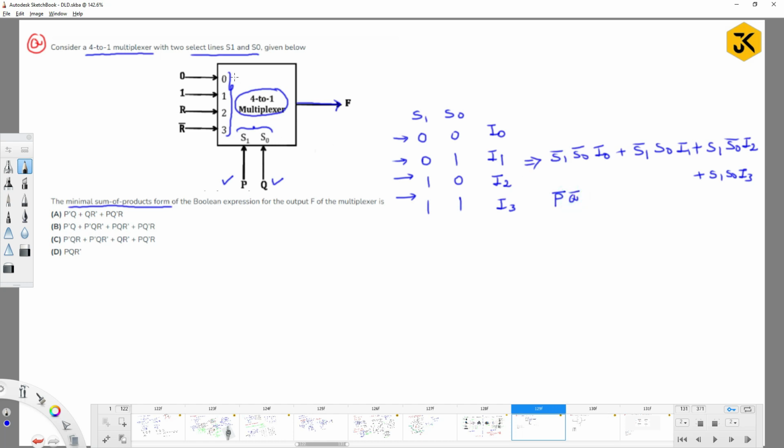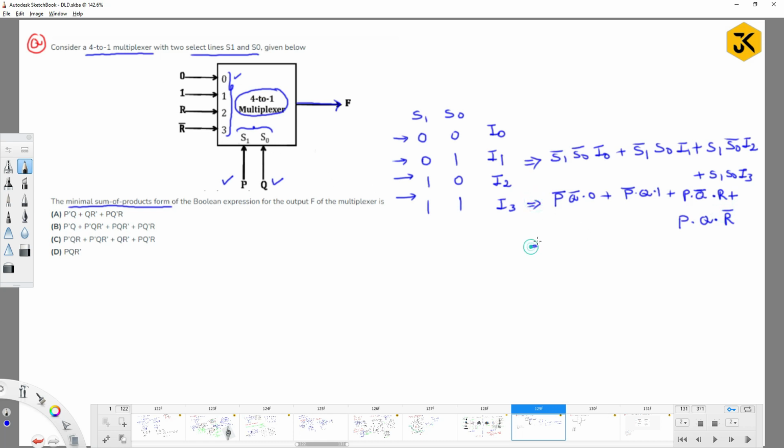I0 value is 0, right? So 0 plus S1 is P and S0 is Q, I1 value is 1. Then S1 is P, S0 bar is Q bar into I2. I2 value is R, plus S1 value is P, S0 is Q, I3 is R bar, right? So I have simply taken this.